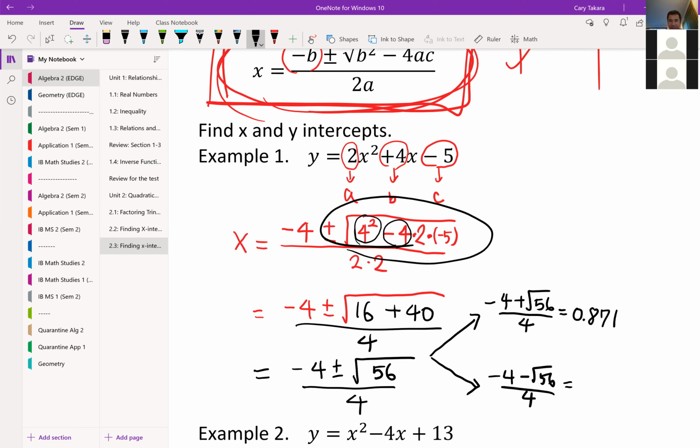So what did you get for the second x-intercept? Did anybody figure it out? Anybody willing to show your answer? -4 minus the square root of 56, and then I will push enter first and then divide by 4. Anybody?